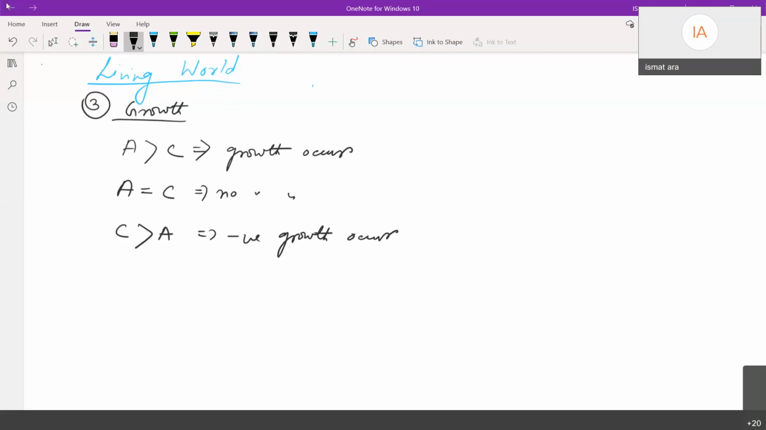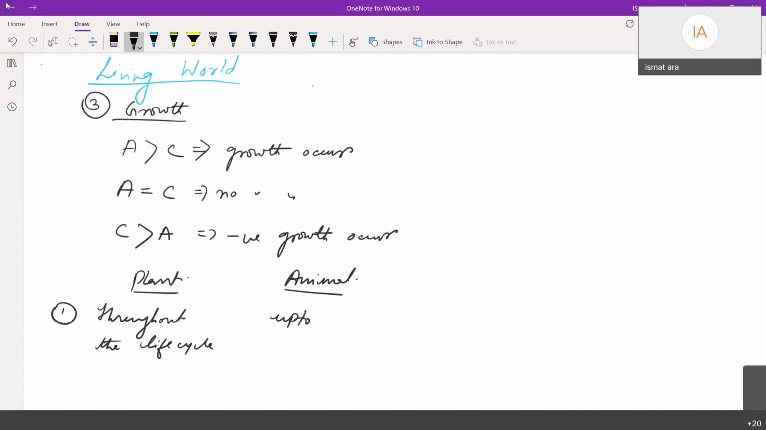Now, what is the difference between growth of plant and growth of animal? In plants, growth takes place throughout the life cycle. And in animals, it takes place up to a certain age. Up to a certain age growth takes place, otherwise it stops. In plants it is unlimited, but in animals it is limited.